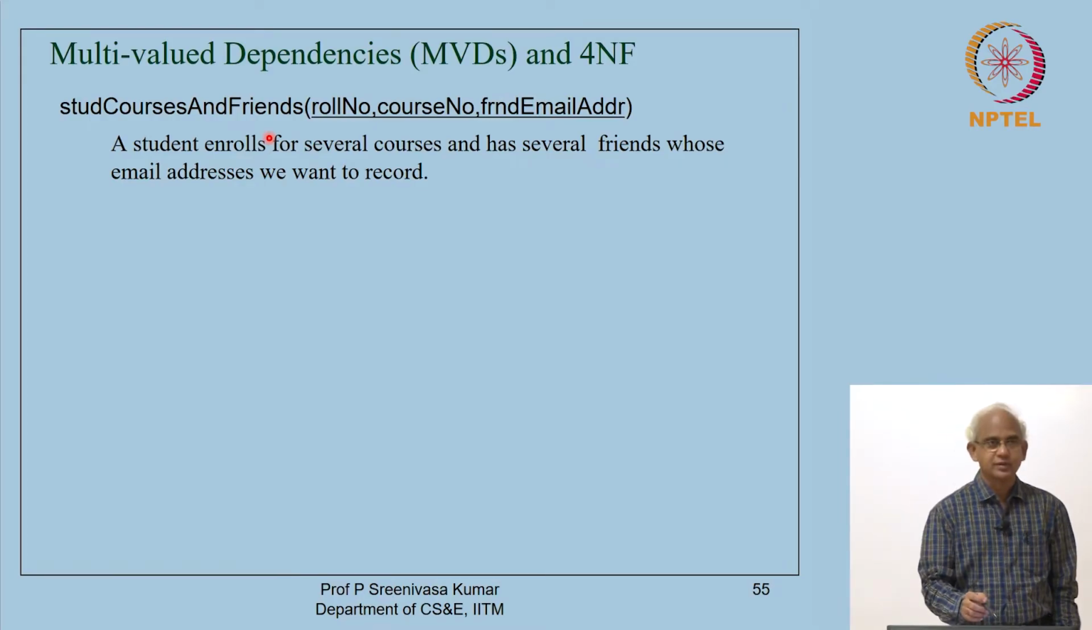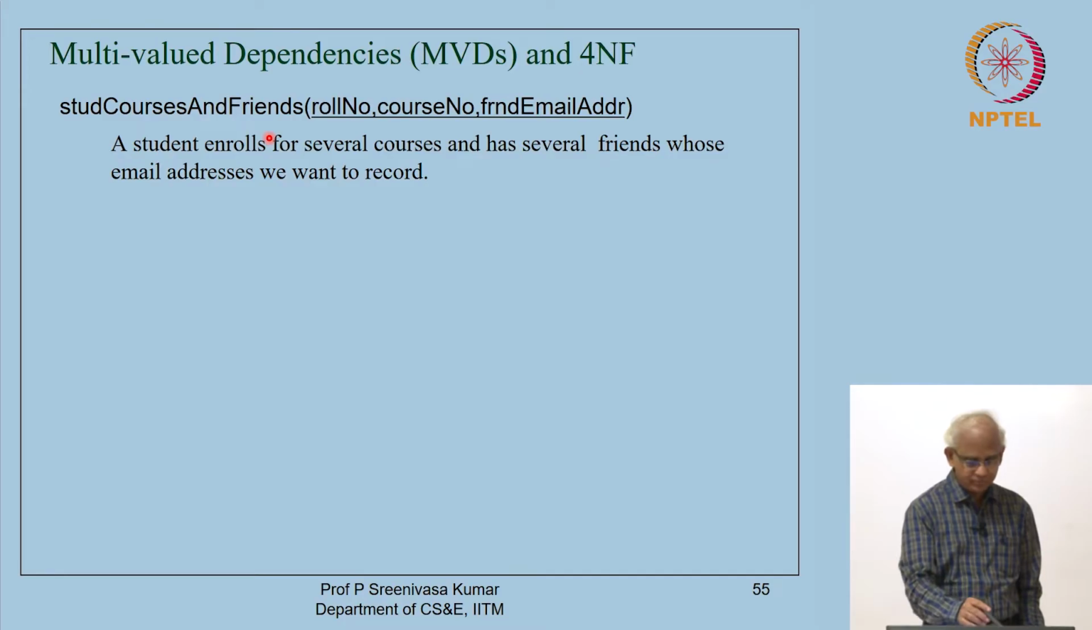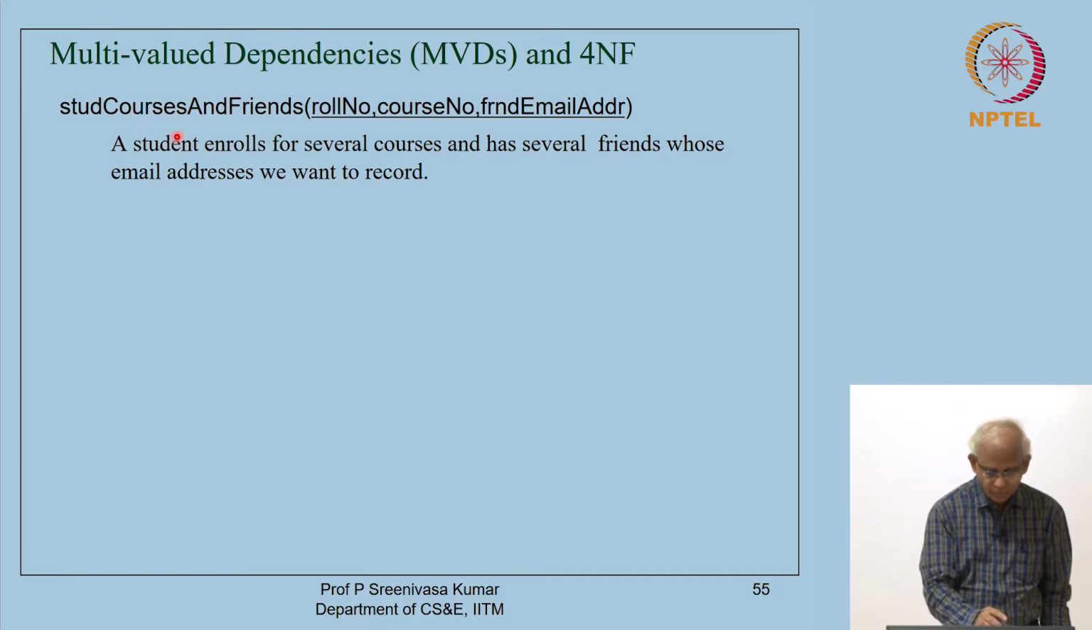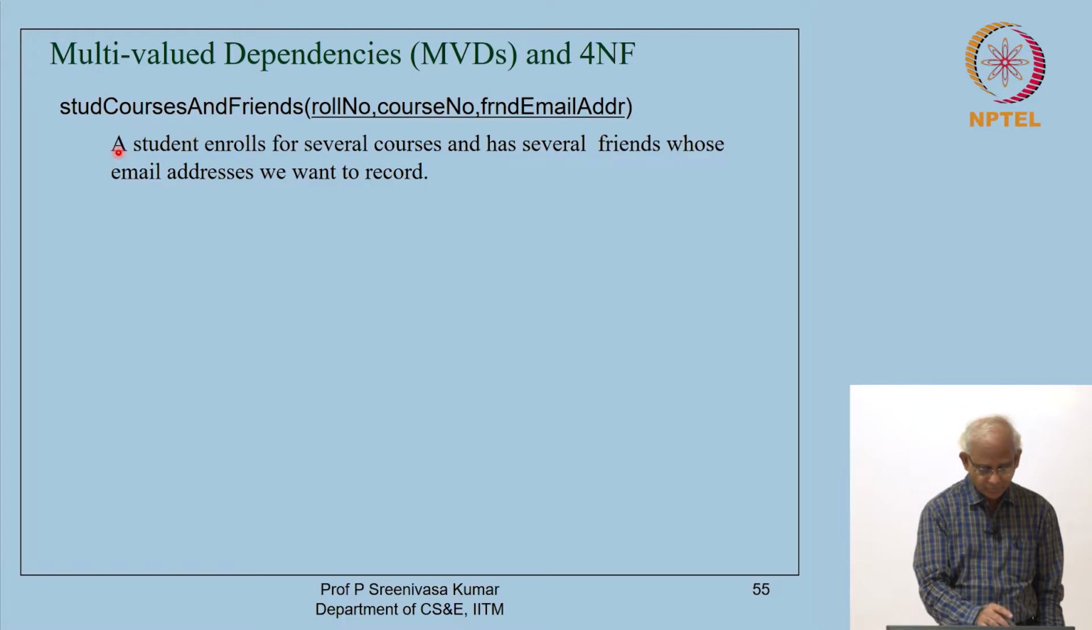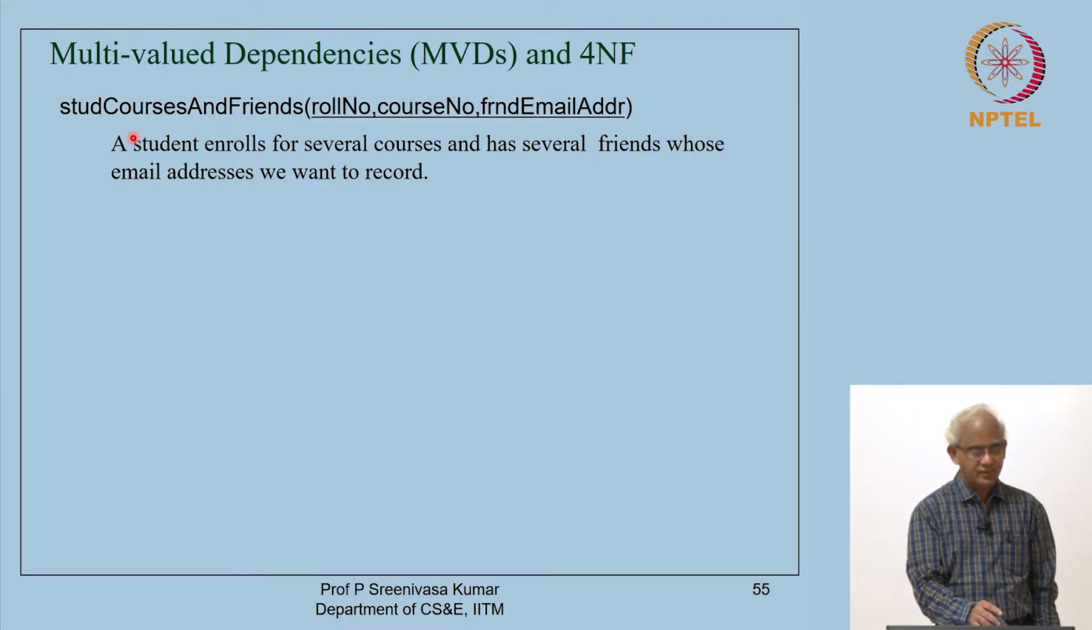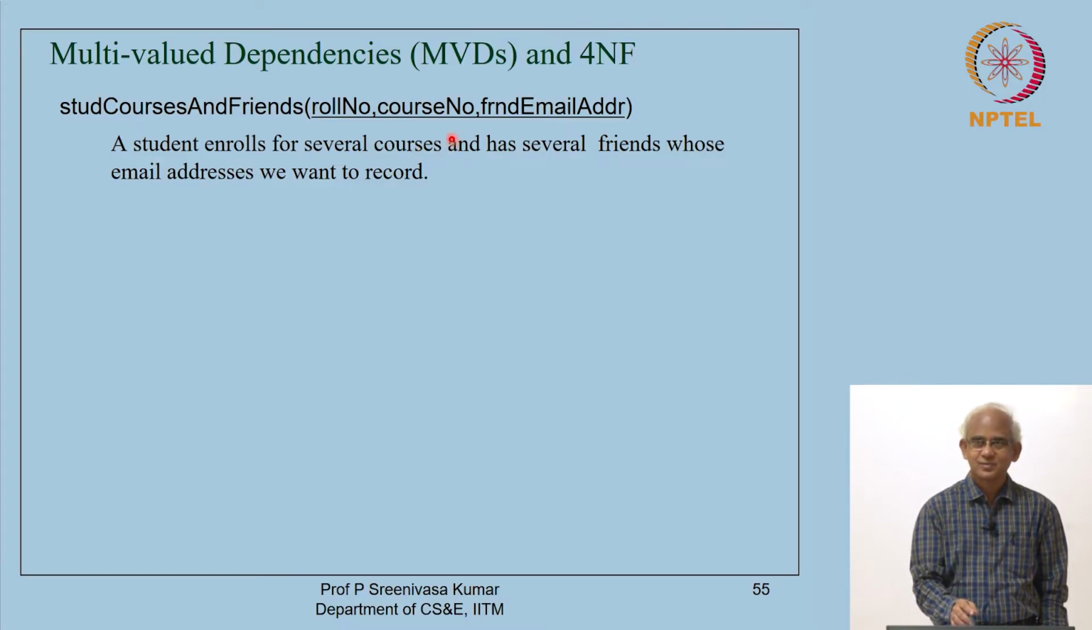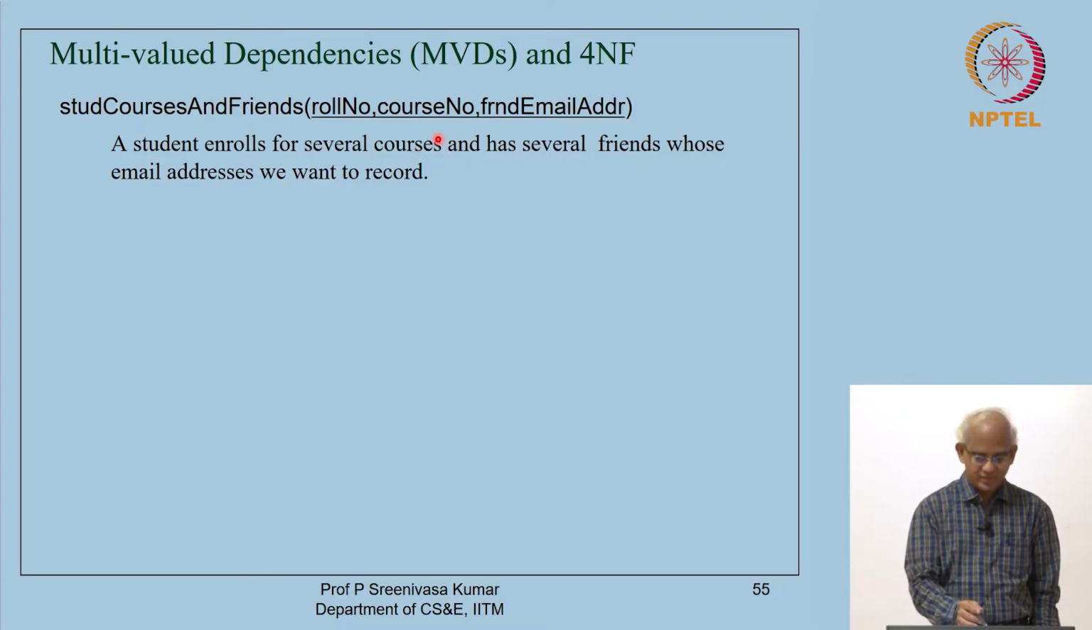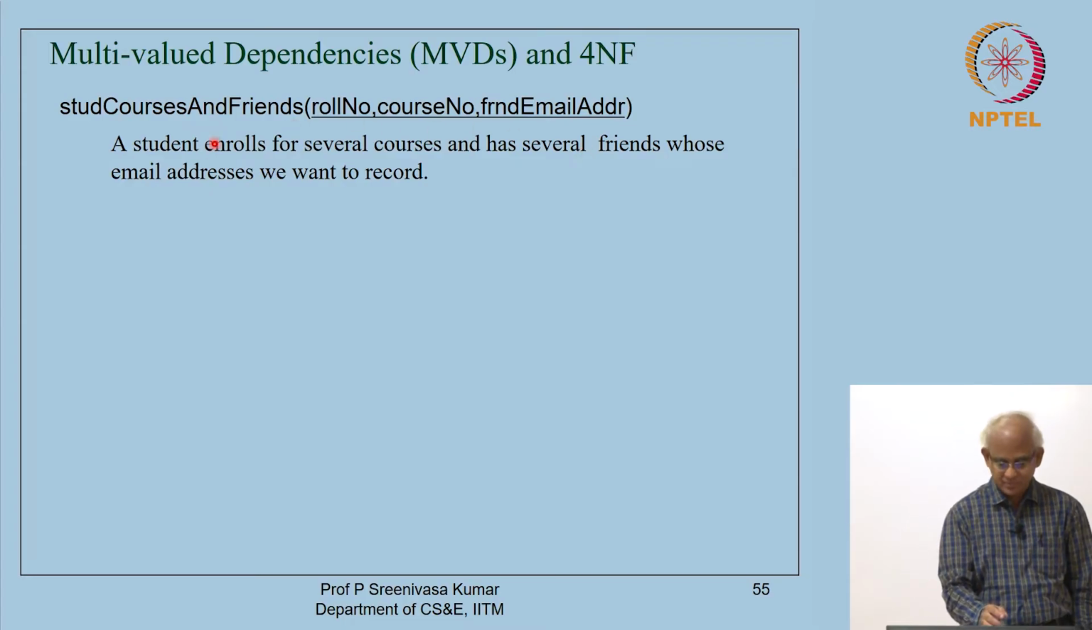Look at this example relation, which is really interesting. For some reason, I have combined students with courses and their friends, not courses' friends, students with their friends and their courses. For some reason, let us say we have deliberately made up this relation.